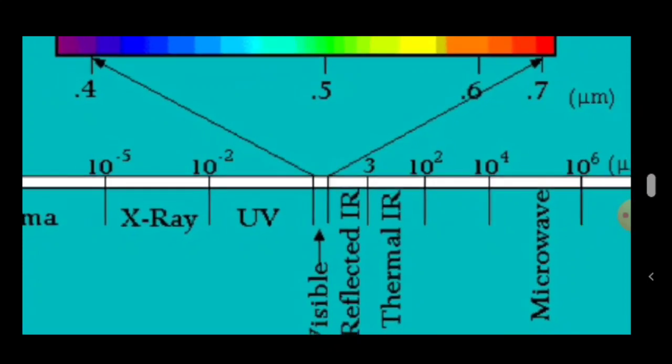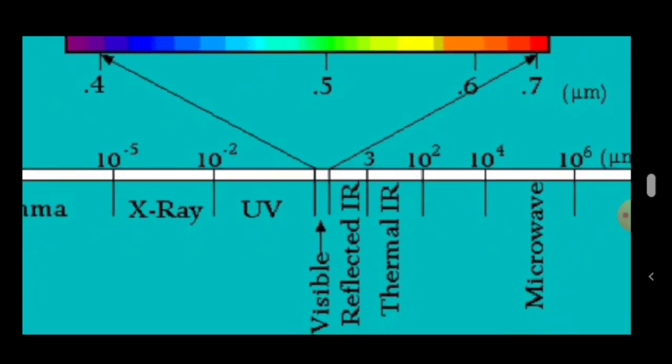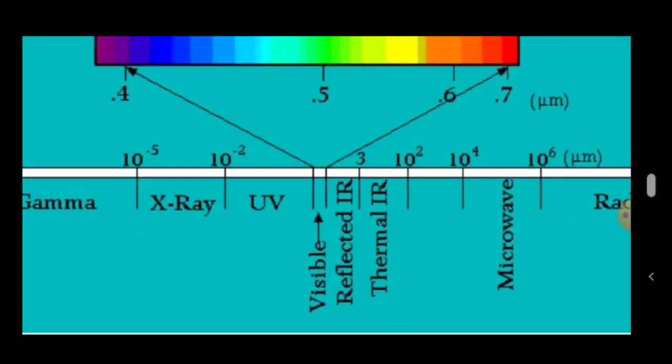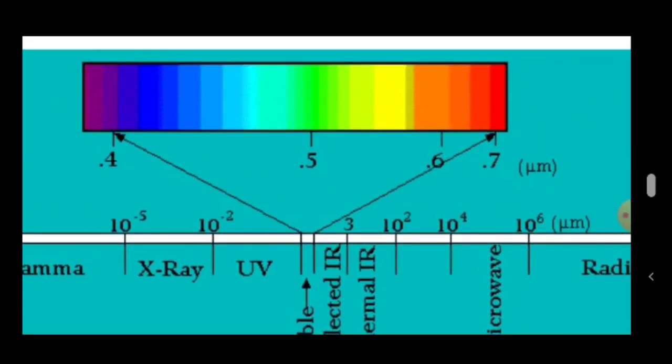And when it comes to the visible range, this is the part of the spectrum that the light of our eyes can detect. There is a lot of radiation around us which is invisible to our eyes, but it can be detected by other remote sensing instruments and used to our advantage.